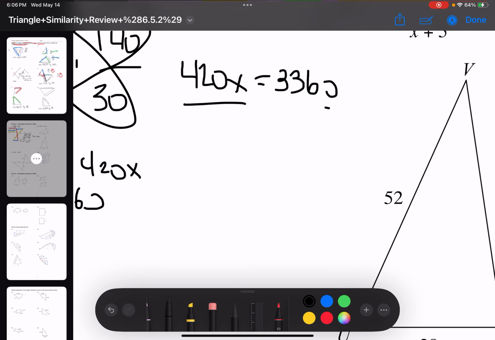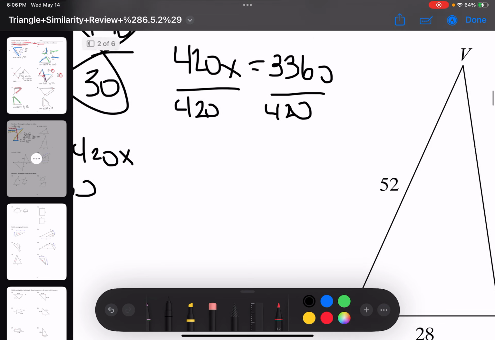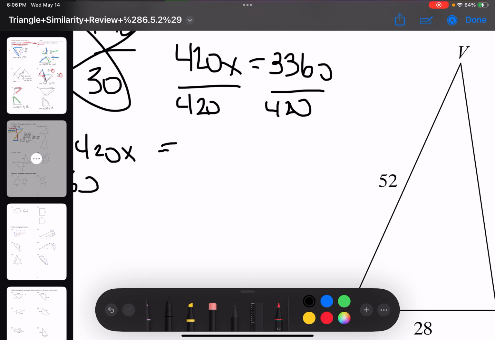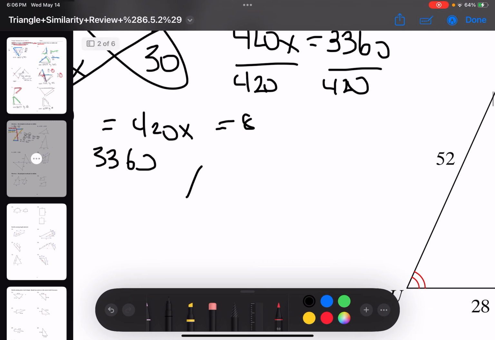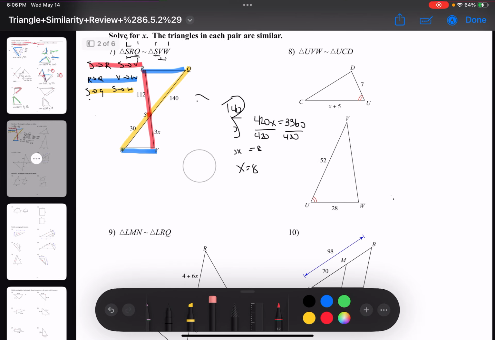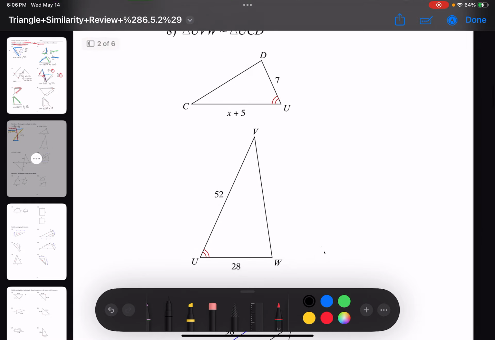Okay, and we need to get x by itself, so we're gonna divide by 420, which is equal to 8. So x is equal to 8. I'm going to erase this because this takes up too much room. We're just going to put x equals 8. Okay, let's try this one now.